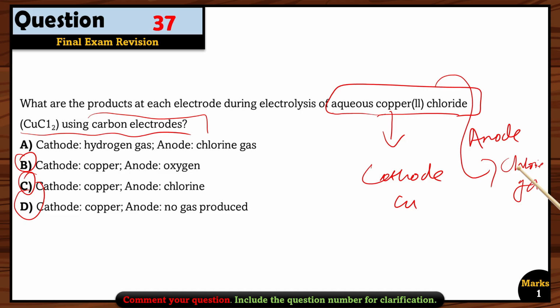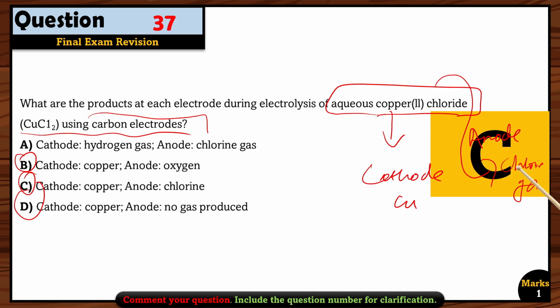If the solution is aqueous copper chloride, it is not diluted. So when the solution is not diluted, at the anode you will get your own anions. The negative ions will move towards the anode. And what are the negative ions? Those are chloride ions. Okay, so you are going to get chlorine gas at this point. So which option is right? Option C. At the cathode you are going to get copper and at the anode you are going to get chlorine gas. I hope these points are clear to you.